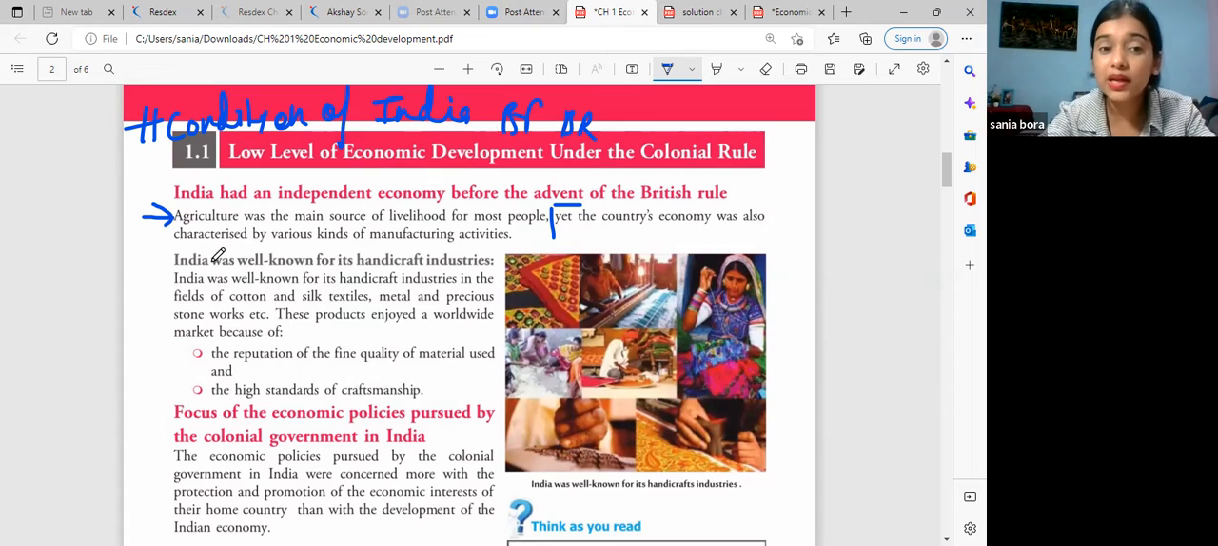Third point, India was well known for its handicraft industries. Handicraft is basically whatever you are making with the help of your hands. That is known as handicraft. Clear? So India was well known for its handicraft industries. So these were the 3 points. Okay, clear?